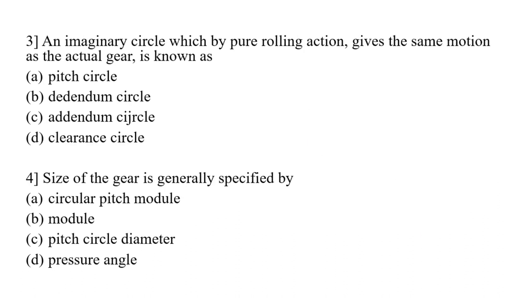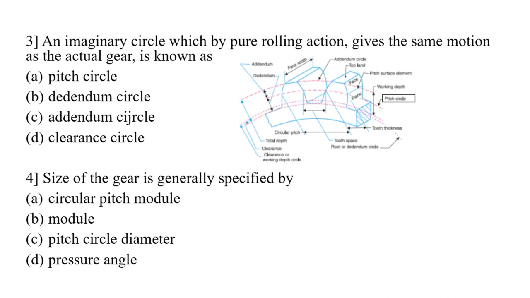Next, an imaginary circle which by pure rolling action gives the same motion as the actual gear is known as. So this is the definition of pitch circle. An imaginary circle which by pure rolling action gives the same motion as that of the actual gear is a pitch circle. This is the definition of pitch circle.